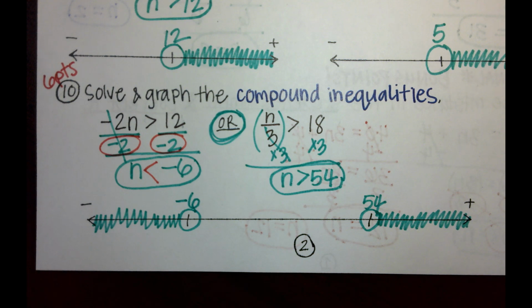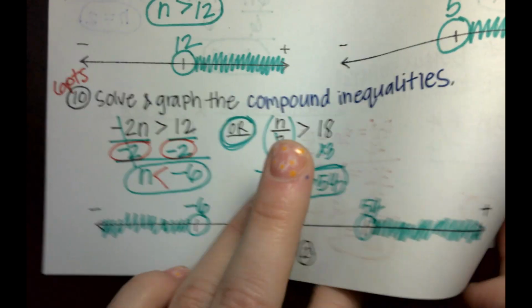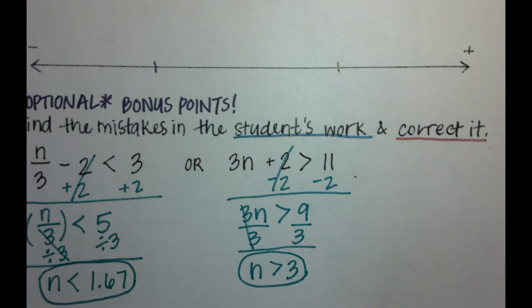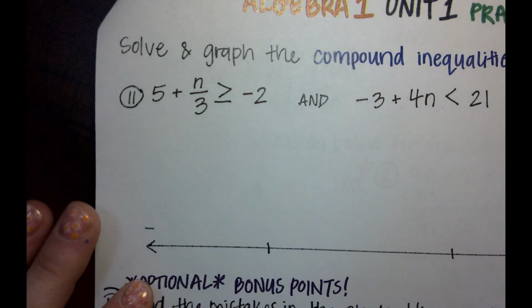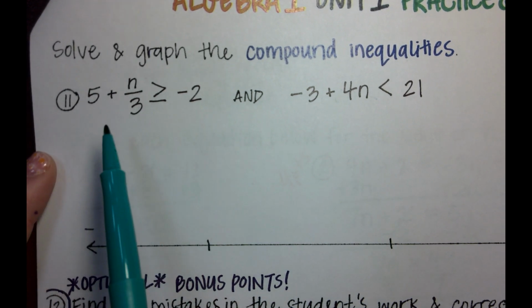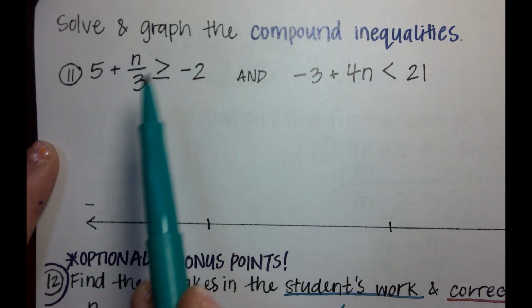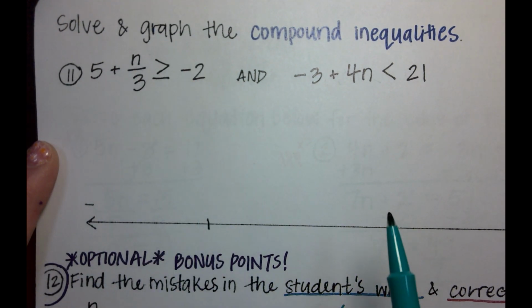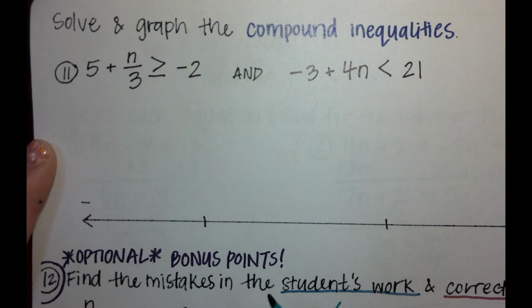Any other questions for page 2? Okay, let's go to the last page. We have 2 more problems. Then we'll be done. So number 11, I have 5 plus n over 3 is greater than or equal to negative 2, and negative 3 plus 4n is less than 21.